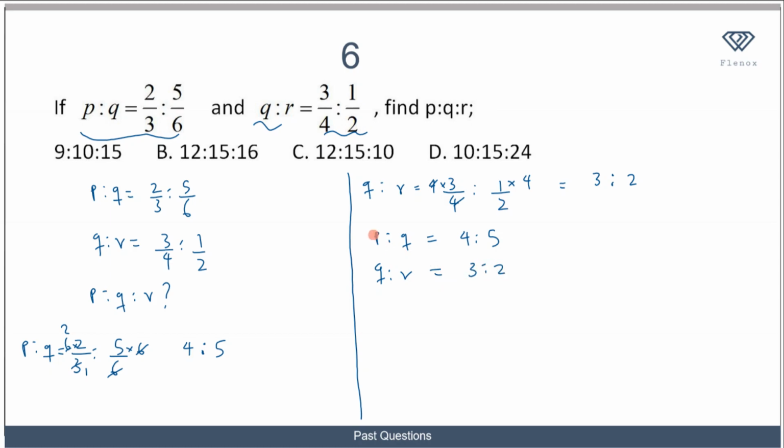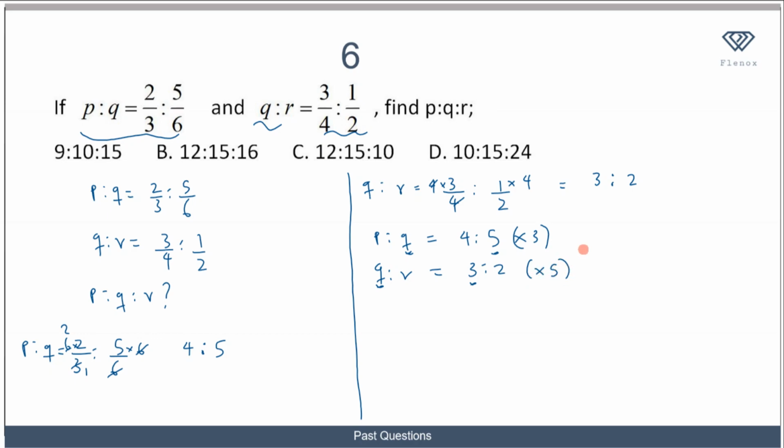In this first ratio, we can see that the value that belongs to Q is this 5, and in the second ratio the value that belongs to Q is this 3. And what did I say our goal is? Our goal is to make Q the same number in both the first ratio and the second ratio. So what can we do to make these values equal? For the first ratio, we can multiply both sides by 3, and for the second ratio, we can multiply both sides of the ratio by 5.